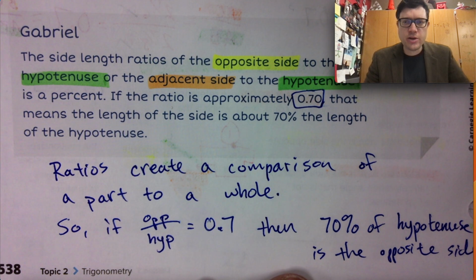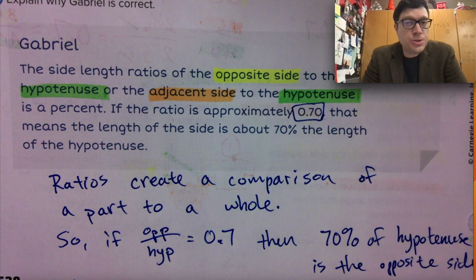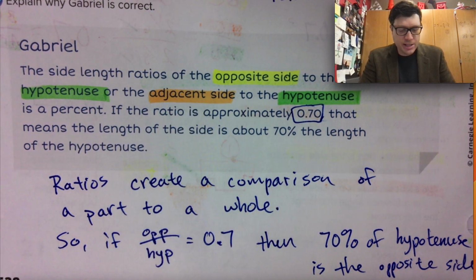Thank you for watching this video. This has been page 538, thinking about the ratios of sides in right triangles, where you compare the opposite to the hypotenuse or you compare the adjacent to the hypotenuse.